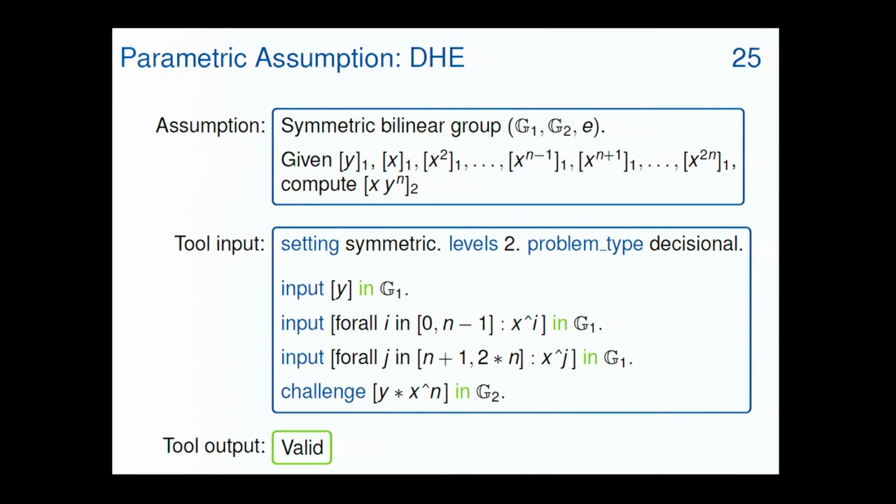So now for parametric assumptions, the main difference is that the adversary input is not fixed. So to express this, we have to allow for range expressions. So here we say for all i in this range, and here we have range variables which are also undefined, so we want to prove it for all n. We give out x to the power of i.